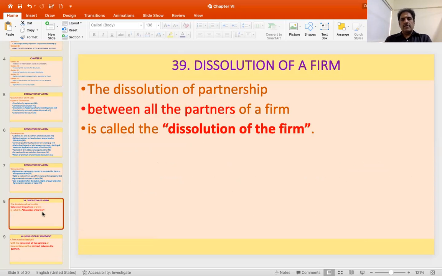So now let us see the sections. Section 39 talks about dissolution of a firm. The dissolution of a partnership between all partners of a firm is called dissolution of the firm. As I told you, if one partner goes out, two partners go out, or there are people who are retiring, it's not a dissolution of firm, but a reconstitution of firm with incoming partners and outgoing partners. But if the firm is not going to exist anymore, then that process is what is called dissolution of firm.